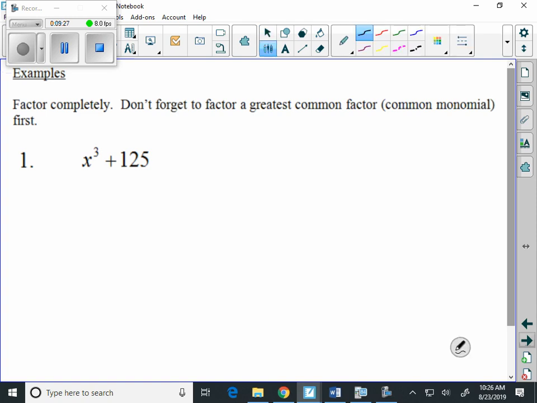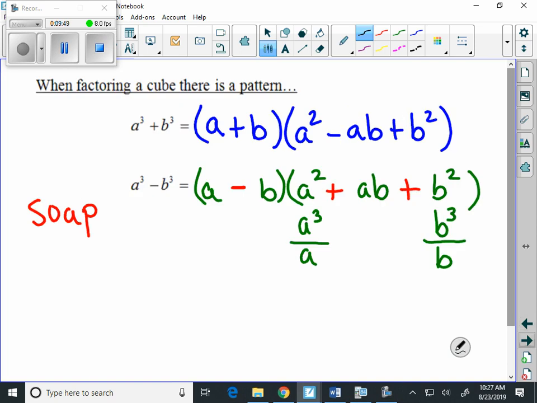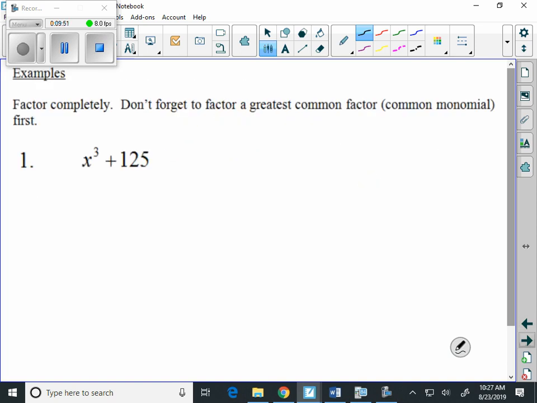But if we write this one down here, one of the ways that I know that this is a factoring cube problem is there's an x to the 3. And that exponent of the 3 at least makes me suspicious. The other reason is, if we look back at our chart, do we see 125 up here? And we do. So we've got two reasons for it to be a factoring cube.